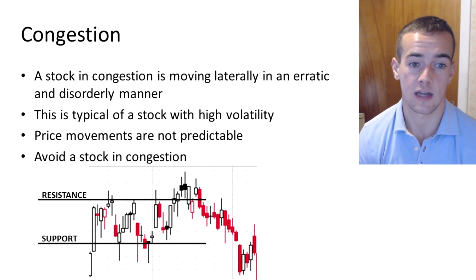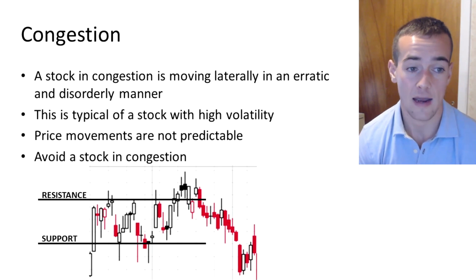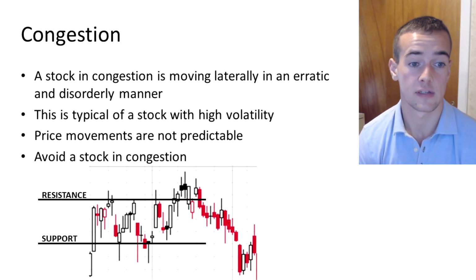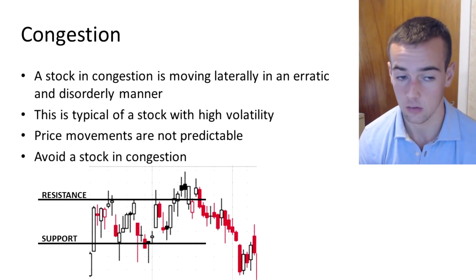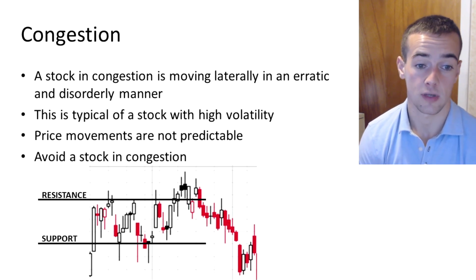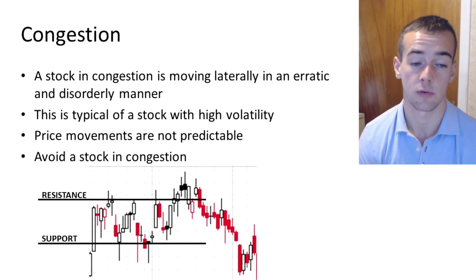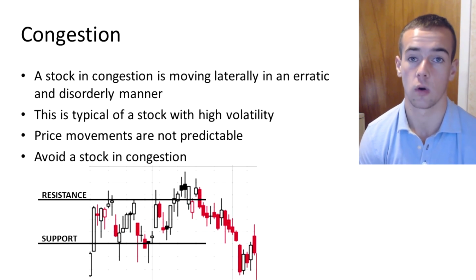Now this is when a stock is moving laterally in an erratic and disorderly manner, and this is typical of a stock with high volatility. Now, these price movements are not predictable, and this is a type of lateral stock movement you want to avoid.